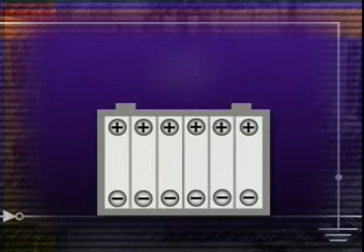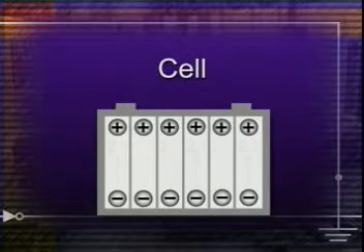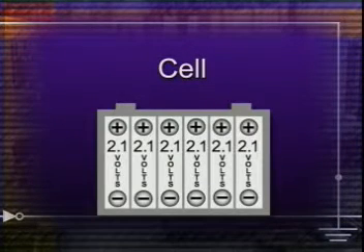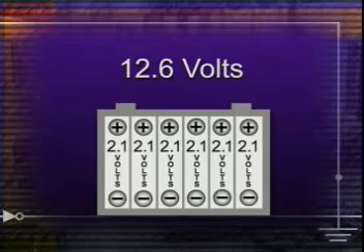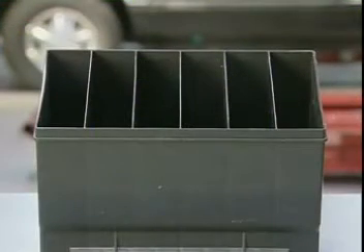The basic unit of the battery is the cell. An automotive battery is actually a number of cells arranged together in series. The voltages of each cell will add together to make the battery's total voltage. The cells are grouped together in a hard plastic or rubber case.